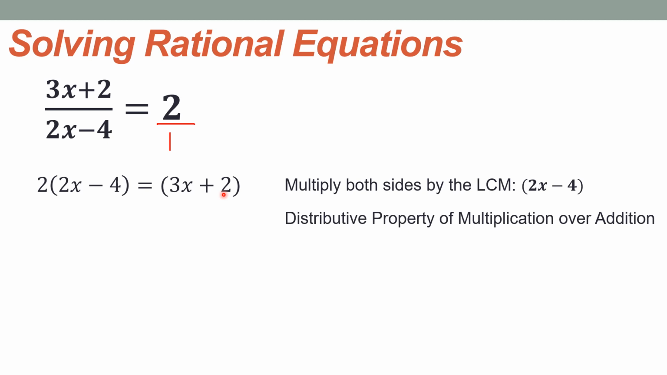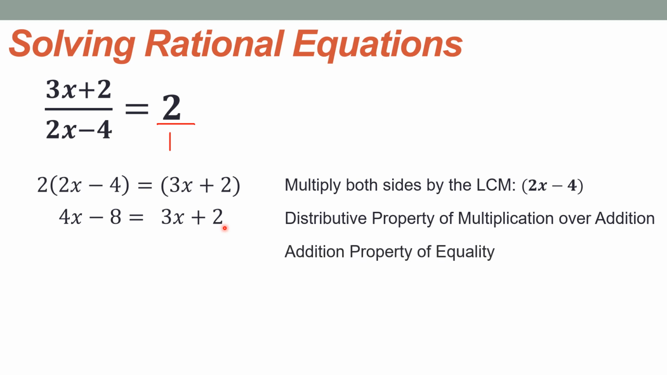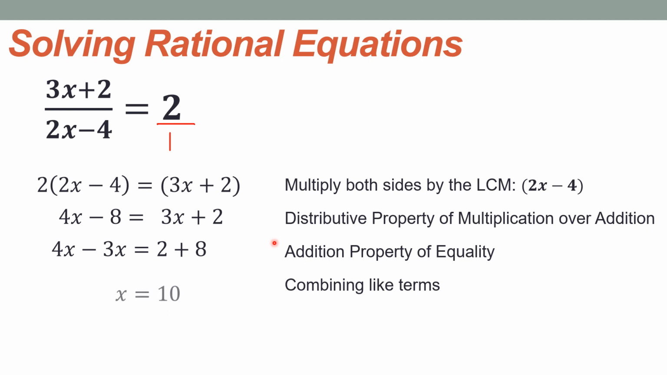Then, you're going to use the distributive property of multiplication over addition. 2 times 2x is equal to 4x. 2 times negative 4 is equal to negative 8, which is equal to 3x plus 2. Then, addition property of equality, 3x will be transposed here. Negative 8 will be transposed on this side, giving us 4x minus 3x is equal to 2 plus 8. Now, combining like terms, 4x minus 3x is equal to x. 2 plus 8 is equal to 10. Okay?